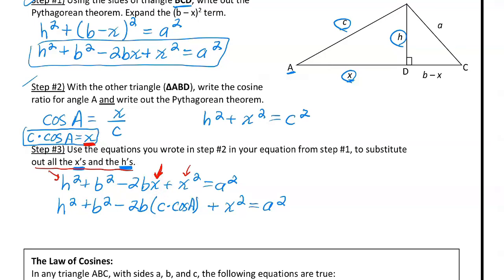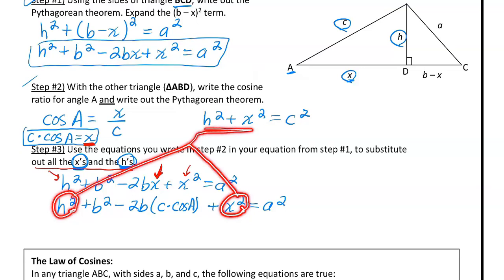The only other thing we're asked to do is get rid of, we have a couple more x's and we have an h to get rid of. So we want to substitute out this guy right here, the h, and we want to get rid of that x squared. Now, conveniently, if you look to step 2, we're told that if we add h squared plus x squared right here, we know exactly what it equals. It equals c squared. So I can take out both of these terms.